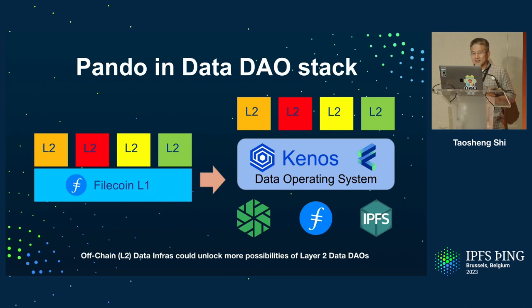Okay, next one is currently very popular with the FVM launch. How does Pando work with the data DAO stack? As you can see, we will introduce a data operating system between the layer two data DAOs and the underlying storage. For example, you can see we put Pando, Filecoin, and IPFS as the same data storage layer. We can leverage the FVM to build a data operating system, with lots of frameworks for smart contracts, and we can enable more data DAOs in the upper layer, or layer two data DAOs. Pando could serve as immutable data storage for the data DAOs.